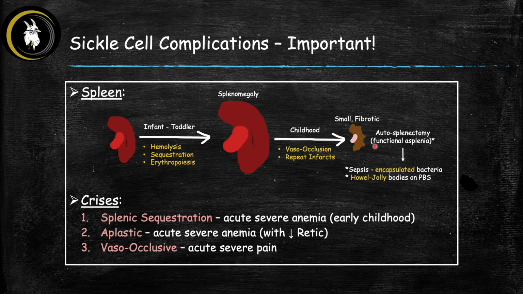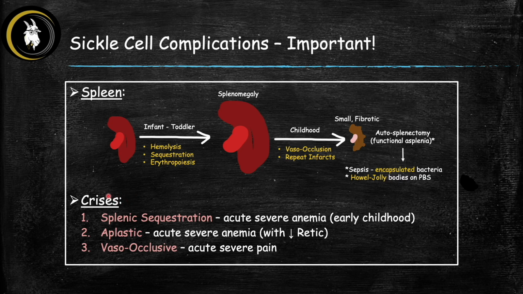But also don't forget about Howell-Jolly bodies. So even though sickle cell patients still physically have a spleen, once it's no longer functional, it can't clear out the red blood cells with Howell-Jolly bodies. So what you need to know is that in sickle cell disease, you should expect to see Howell-Jolly bodies on the blood smear, and this confirms that autosplenectomy has occurred. So that was number one, the spleen.